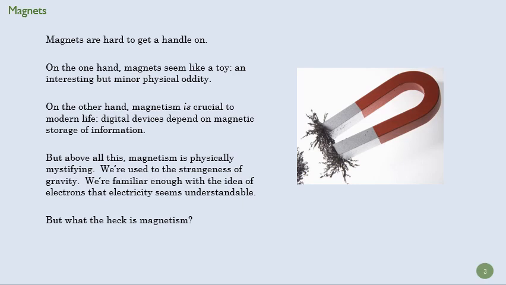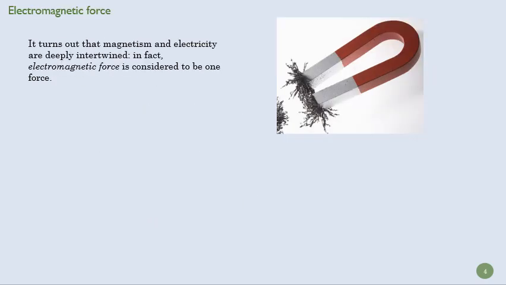So what is it? Well, it turns out that magnetism and electricity are not really all that separate. They are considered part of the electromagnetic force, and we'll talk about electromagnetic waves later in the course. We think of those as being one force, the electromagnetic force, rather than the electrostatic force on one hand and a magnetic force on the other.